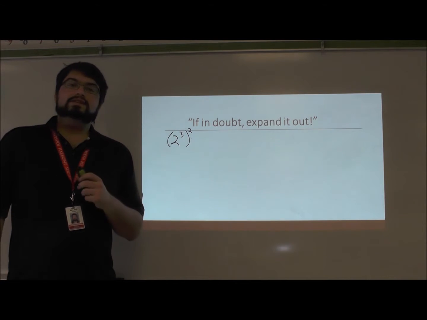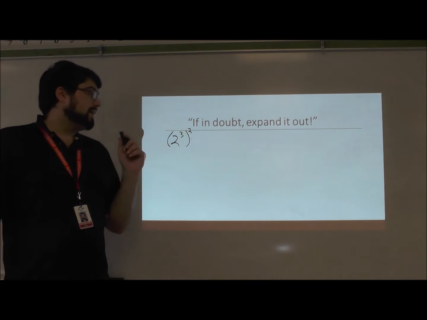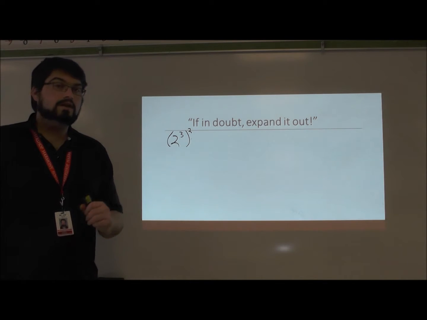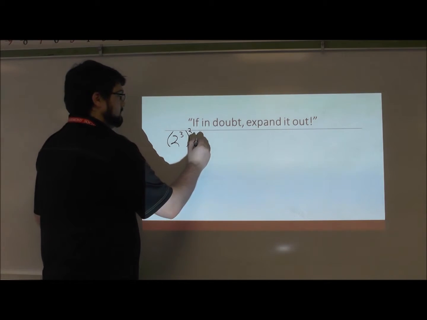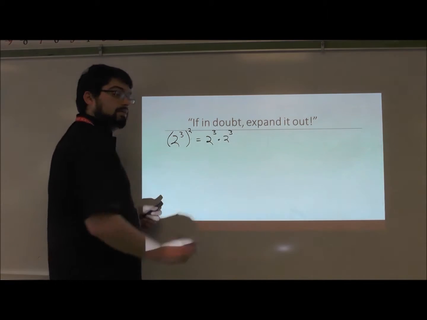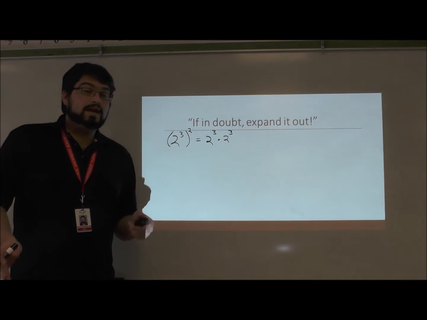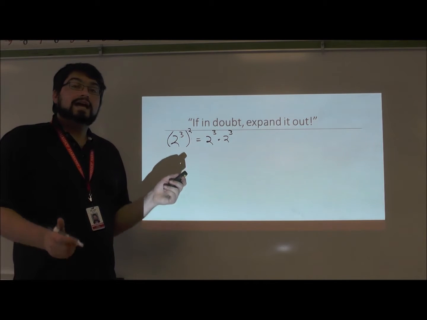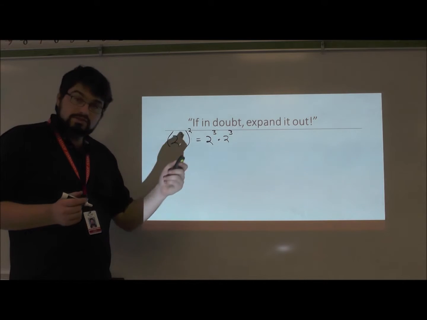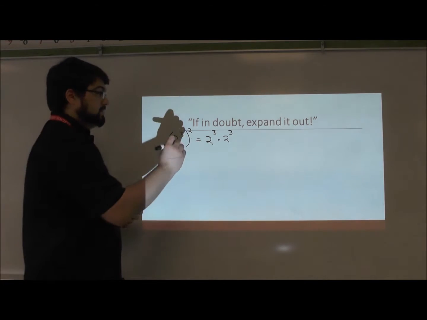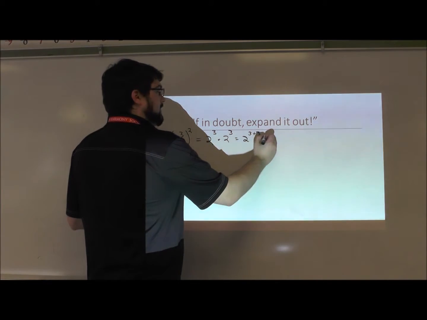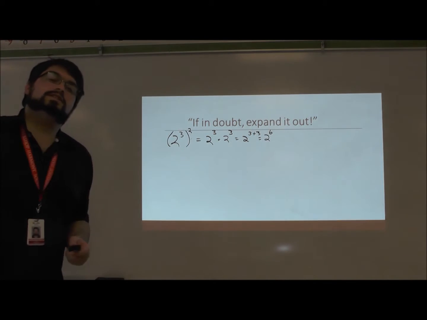We know that anything squared is going to be that number, or that base, multiplied by itself twice. So I can rewrite this as 2 to the 3rd times 2 to the 3rd. Now, it becomes a product of powers, which just means all I have to do now is add those exponents. So I can follow that rule and get 2 to the 6th power.